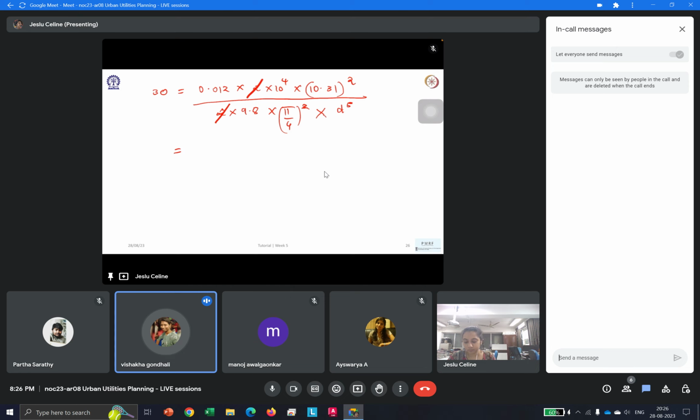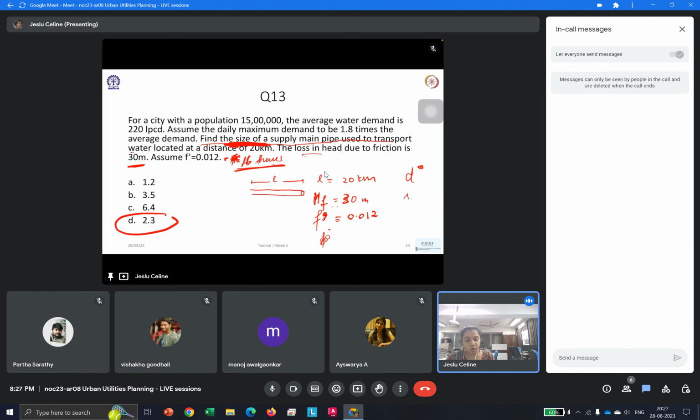2.34. What is D raised to 5? How much is D raised to 5 coming? 70.33. Okay, good, 70.33. So if that is the case, what is D? 2.34. Correct, 2.34. So let's see whether it's there in the option. Yes, 2.3 is there in the option. So option D, 2.3, is the answer for this one.